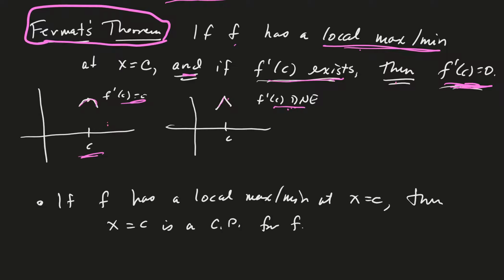Putting both of these two cases together, we can come up with a theorem: if f has a local max or min at x equals c, then x equals c is a critical point for f. And this is where we really want to start today, talking about how to find these maxima and minima.